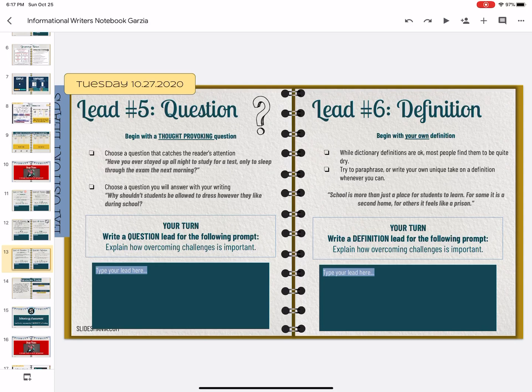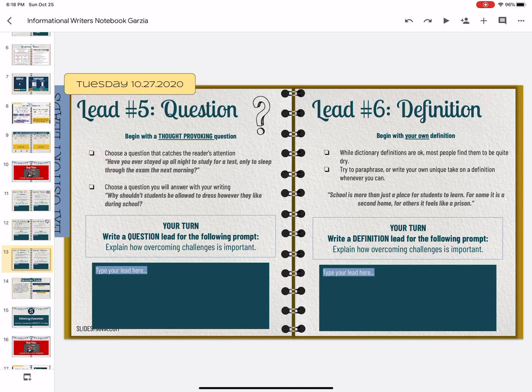Moving right along to lead number 5. So we're looking at a question lead. Now, question leads are tricky. Initially, we think like, man, these are easy. Okay, cool, I could totally do this. But more often than not, we tend to write questions that are very boring and don't challenge. Same with the opinion one, okay? So what we want is a thought-provoking question. Just like we wanted to have an opinion that challenged thinking, we want a question that challenges our reader's thinking.